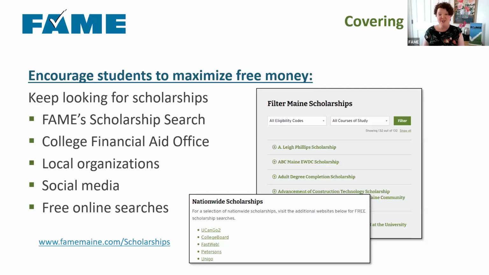Then check out the college's financial aid office. Do they have scholarships specific to that college? And I've worked with students and parents who have found some amazing scholarships on the college's financial aid webpage. Check out your local organizations and your community organizations that might be giving away financial aid. Certainly check with your high schools. And then just social media and free online searches. I will, from time to time, just plug in things like I'll search for if I have a student.